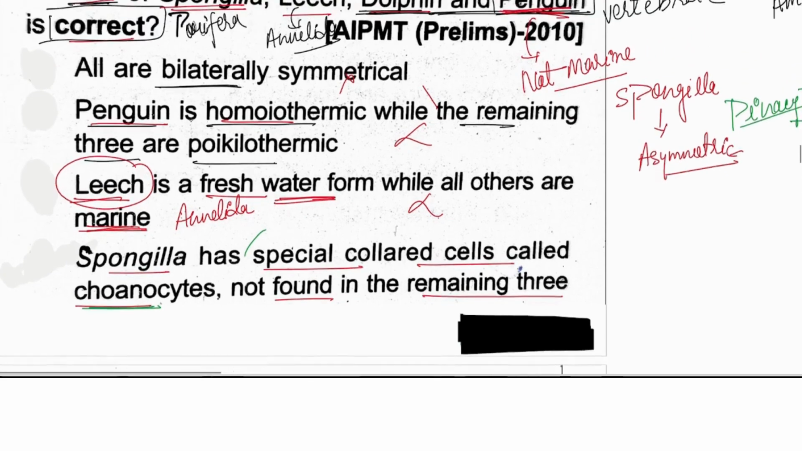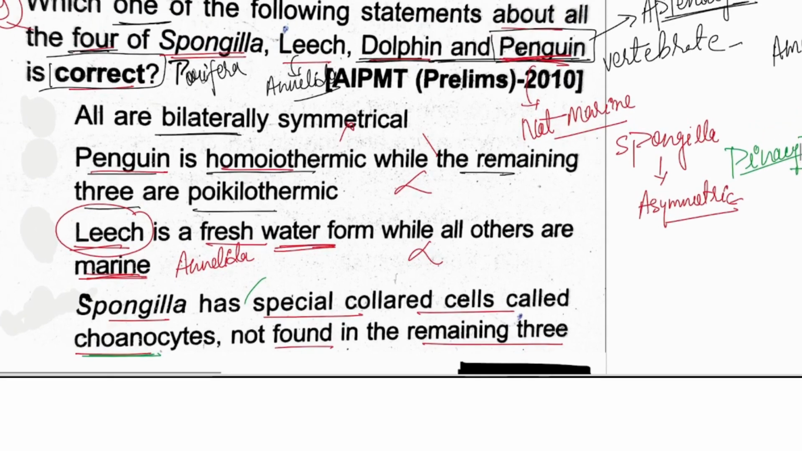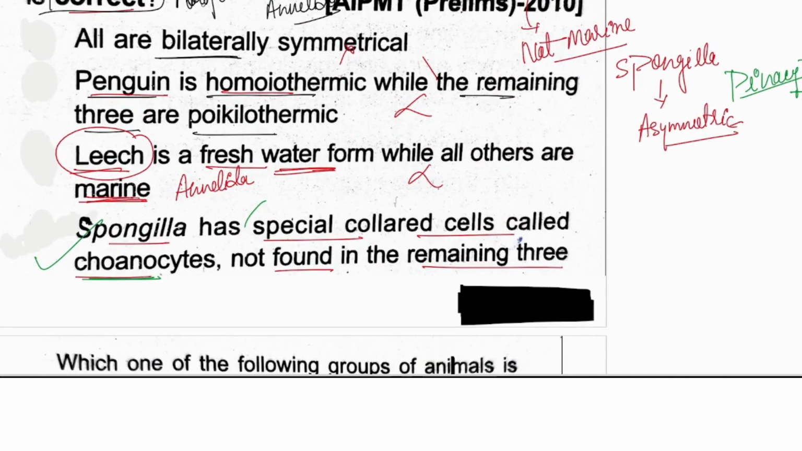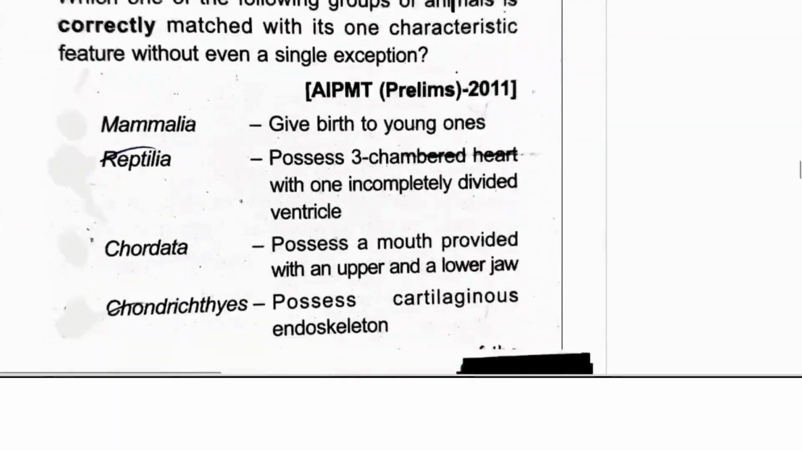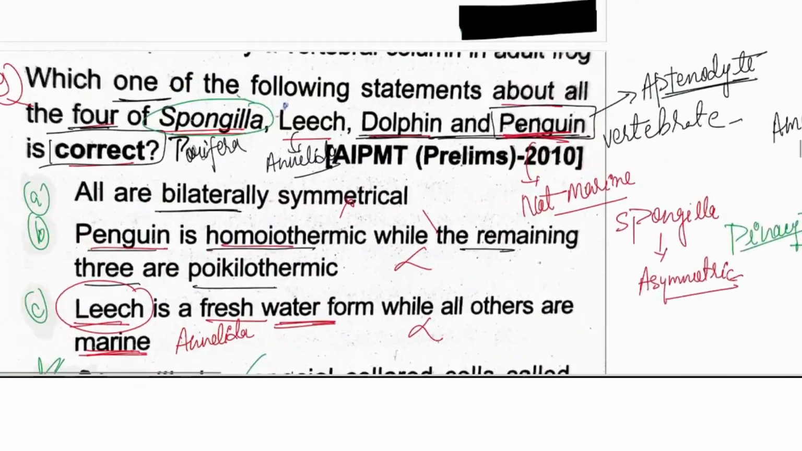On the basis of that, we can say this is found only in Spongilla but not in the remaining three. So this is absolutely correct, which is the one exception they were asking. So we will go with the fourth option. Okay, so the fourth would be the correct one. Next question. This was the ninth.